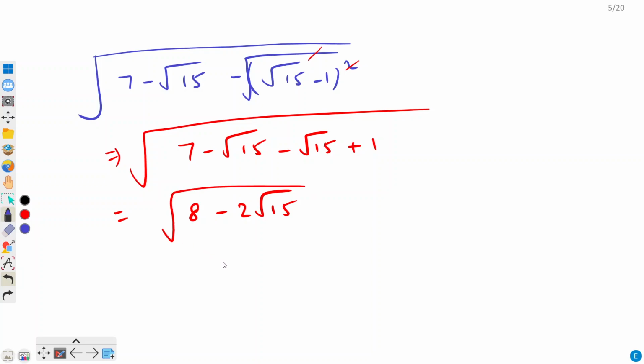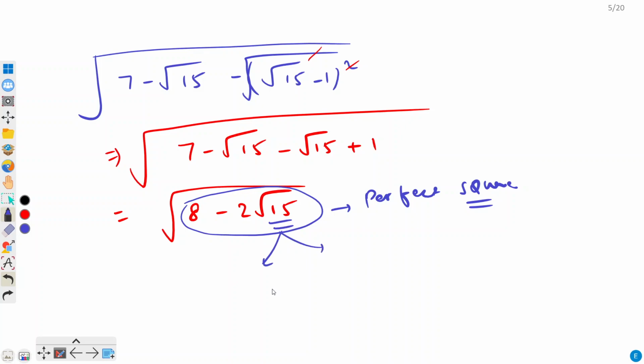Now again the same thing. Most likely this would be a perfect square again. Now our job is to identify how we can write this as a perfect square. So again, how can I break root 15 into two terms, a and b, so that a square plus b square is 8? Then I can write this as (a minus b) whole square, right?